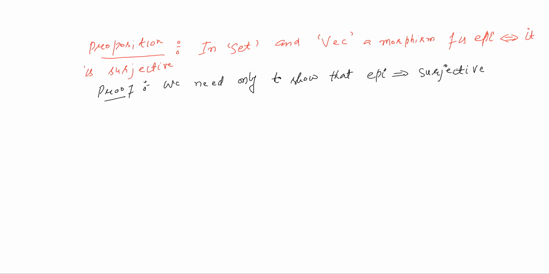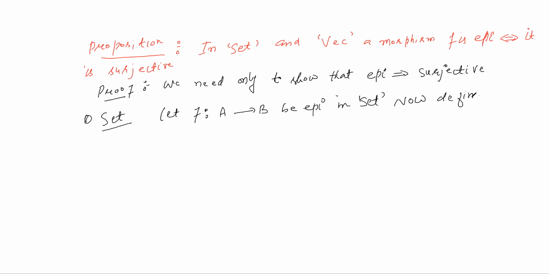Okay, so let us first take the case of Set. Let f from A to B be an epimorphism in Set. Now define two morphisms, g and h, from B to the set {0, 1}, which is a set, as follows.